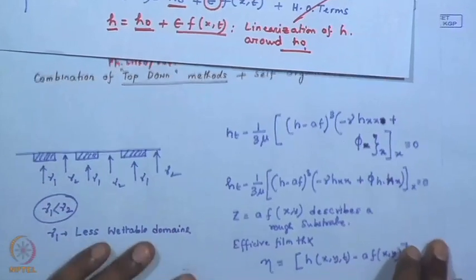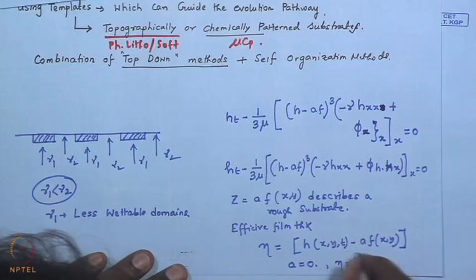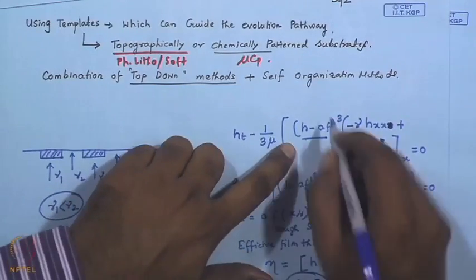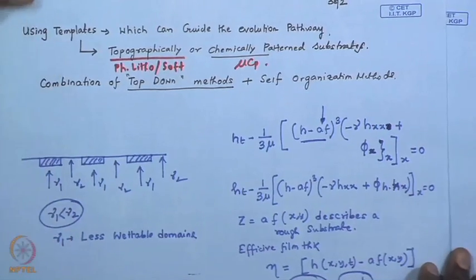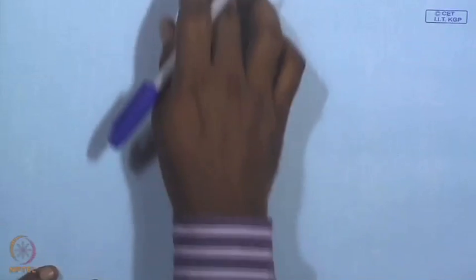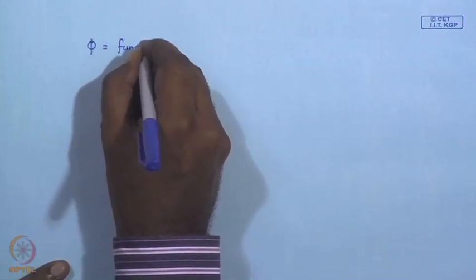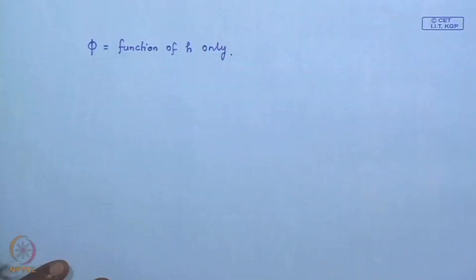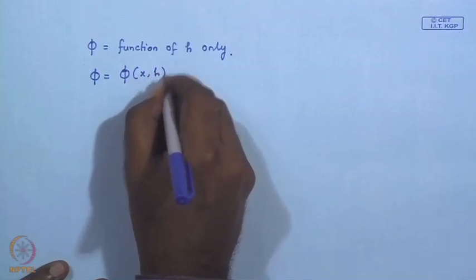So for a smooth surface you can write that A is equal to 0, okay, or phi is equal to eta is equal to H for a smooth surface. So, this is a modification that comes in. Firstly, this parameter takes care of any topographic roughness present in the system. But more importantly, earlier we had taken phi to be a function of H only, okay. But in this case phi becomes a function of x and H.